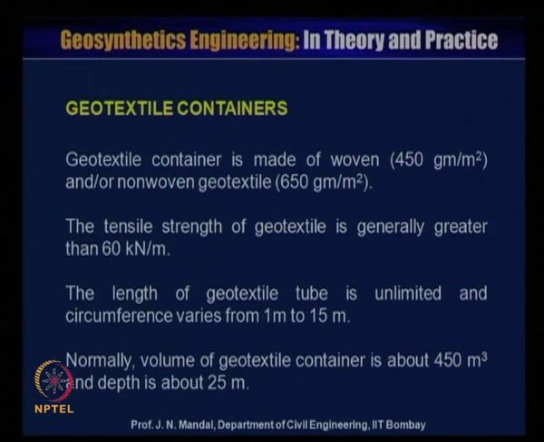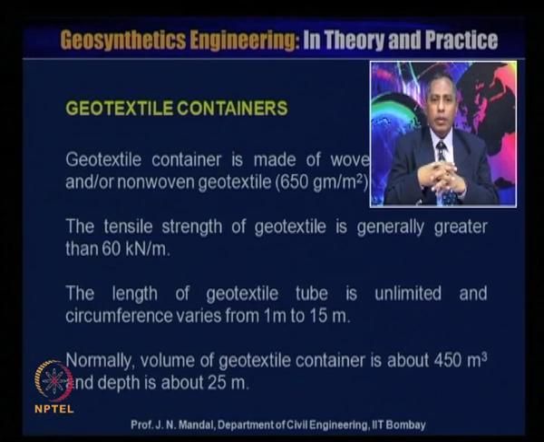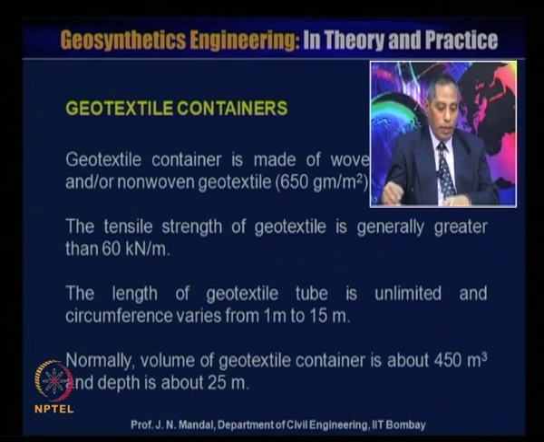Geotextile container. Now, this container is made of woven or non-woven geotextile material. In the case of woven, 440 gram per meter square, and the non-woven geotextile is 650 gram per meter square. Also you require that the tensile strength of the geotextile is generally greater than 60 kilonewton per meter. The length of the geotextile tube is unlimited, and the circumference varies from 1 meter to 15 meter. Normally the volume of a geotextile container is about 450 meter cube and the depth is about 25 meter.